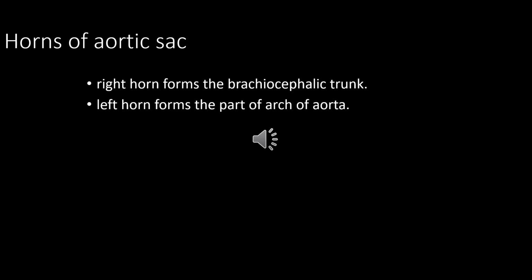What we have seen in the truncus arteriosus, the first two arteries which are coming, are the right and left horns. So the right horn of the aortic sac forms the brachiocephalic trunk, and the left horn forms a part of the arch of aorta.